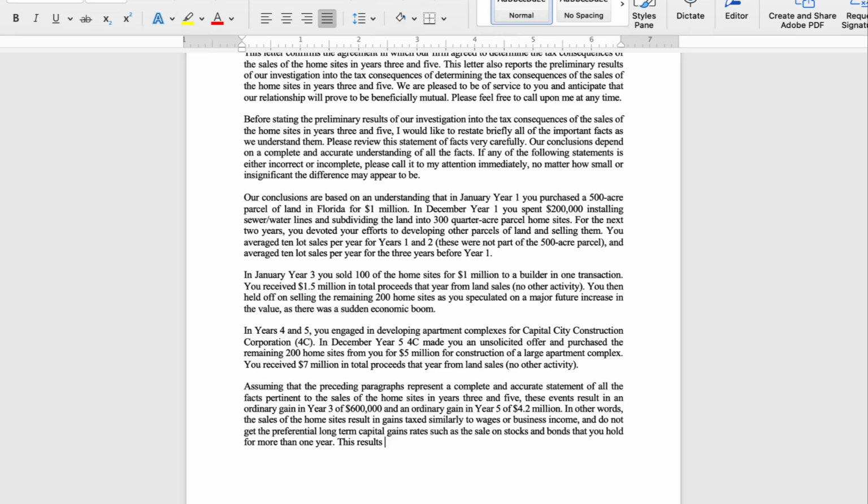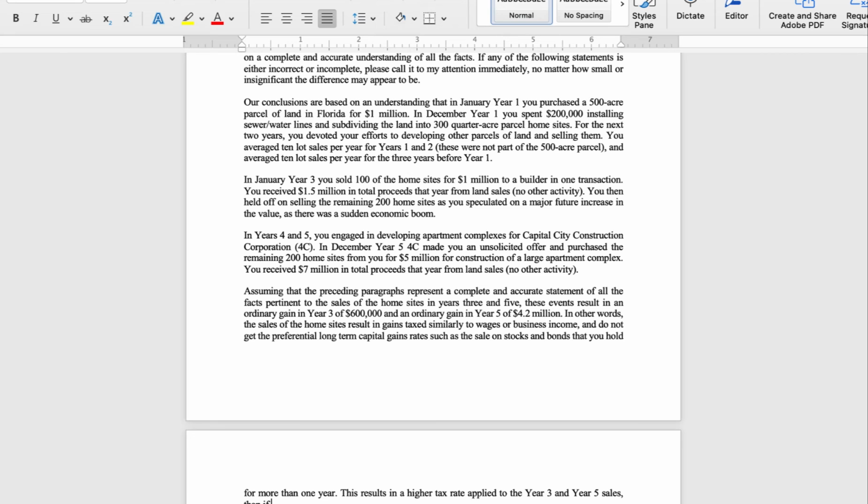This results in a higher tax rate applied to the year 3 and year 5 sales than if the two transactions were considered long-term capital gains. Okay, so basically we're saying, not done, but basically we're saying, listen, it's ordinary treatment of $600,000 and $4.2 million.